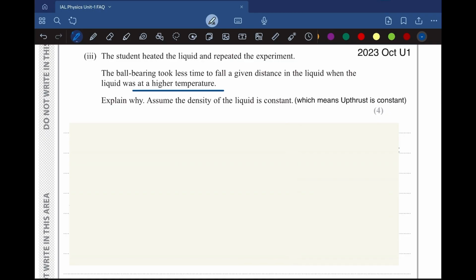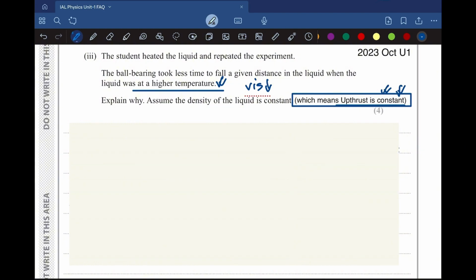Explain why. Assume the density of the liquid is constant. And it also means that the upthrust is also constant. Though this is not written in your question paper, I have written it for you guys to understand easily. Basically, at high temperature, we know the viscosity decreases, right? And as the density is constant, the upthrust is constant as well.